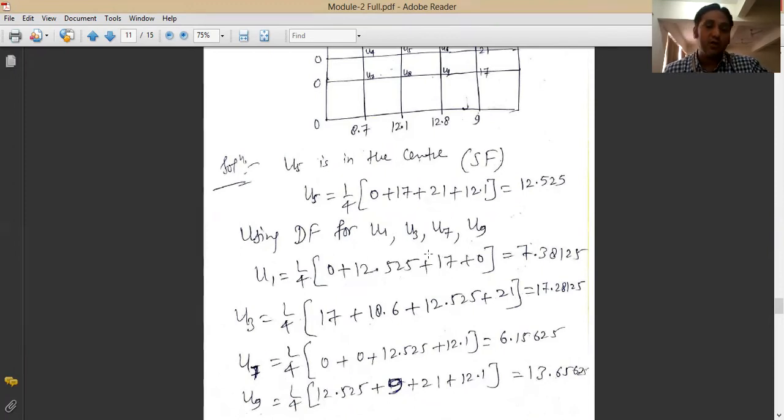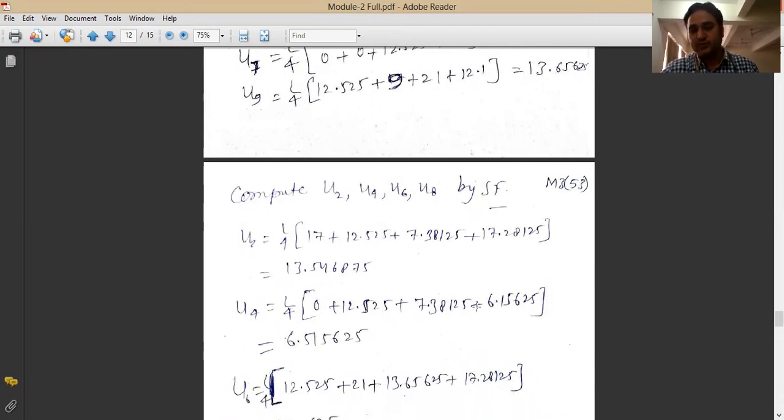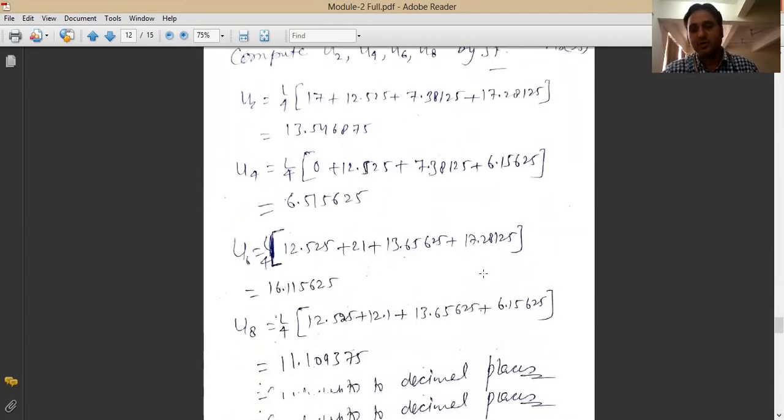So as of now you got u1, u3, u7, u9 and u5. Now what is remaining to calculate? That is u2, u4, u6, u8. These will be calculated by the standard formula. That means the top value, bottom value, left value and right value. Just add these values for the positions u2, u4, u6, u8 and divide by 4. You will get the answer. So that will solve the complete problem.